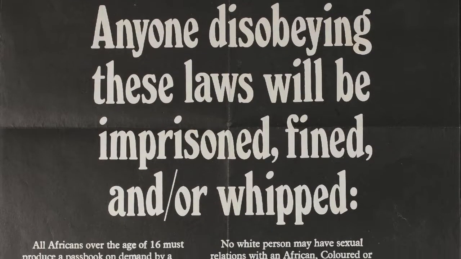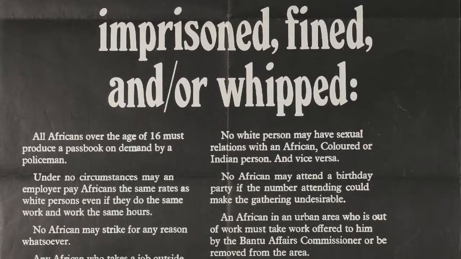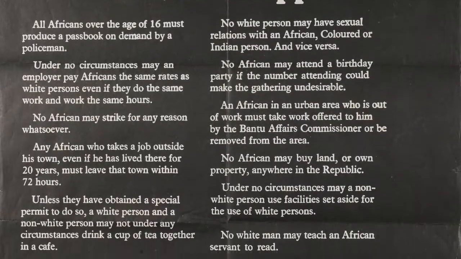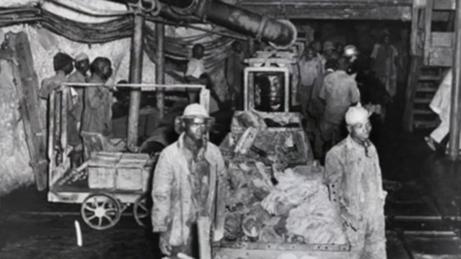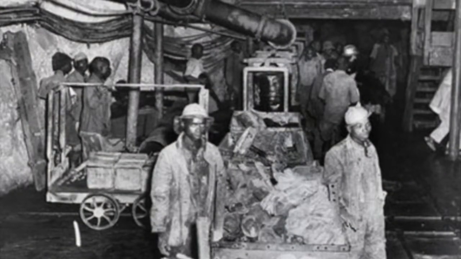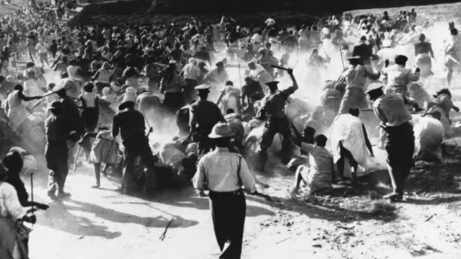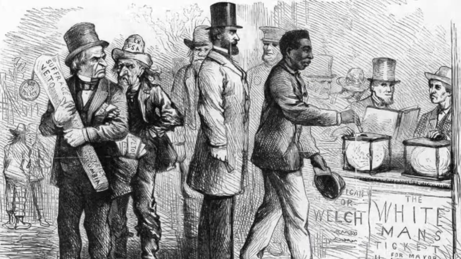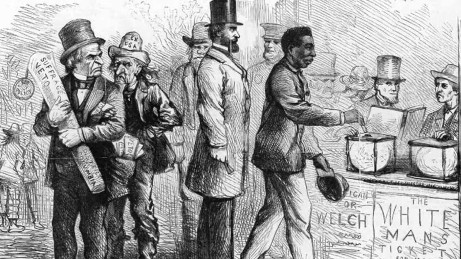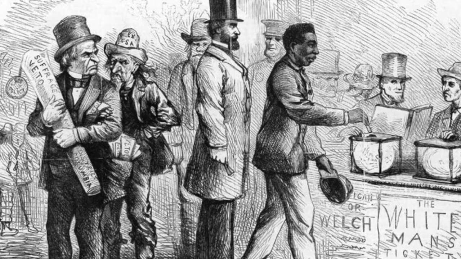Laws such as the 1923 Urban Areas Act and the 1926 Colour Bar Act prevented blacks from obtaining certain high-paying skilled labor jobs. Once South Africa was given total constitutional independence from Britain in 1933, the government passed even more laws disenfranchising blacks, such as the Native Representation Act in 1936, forcing blacks to vote for only white representatives.